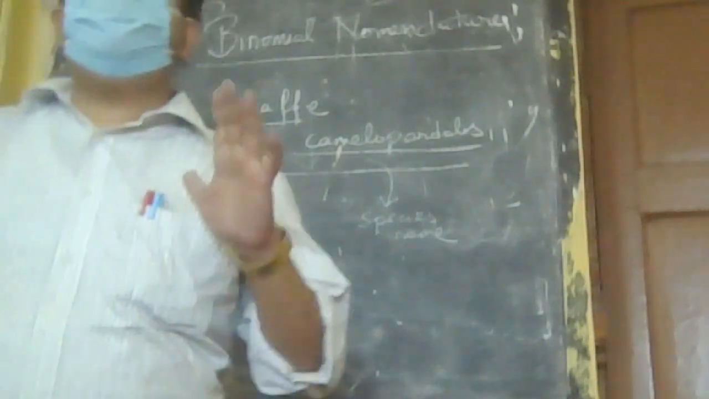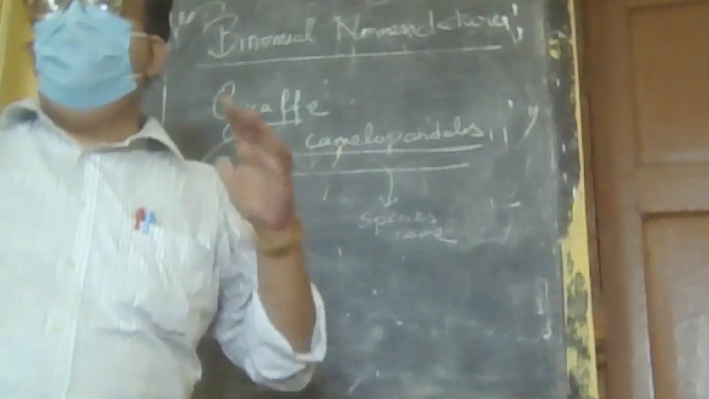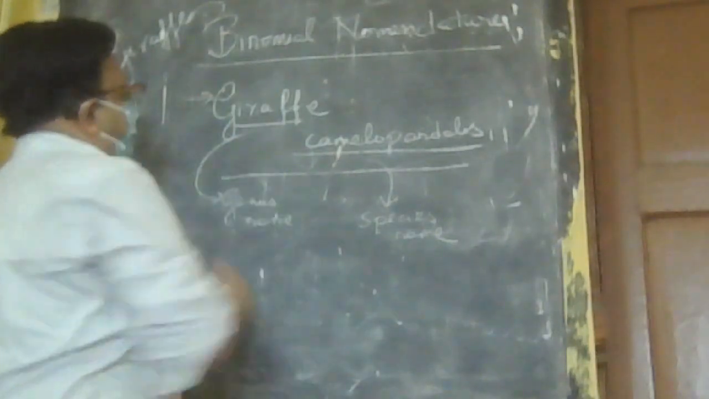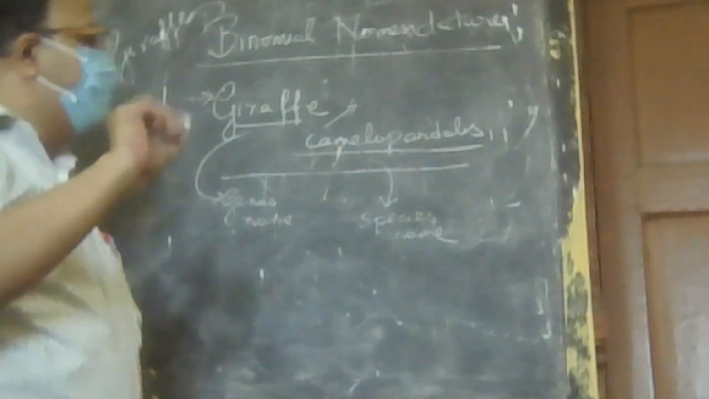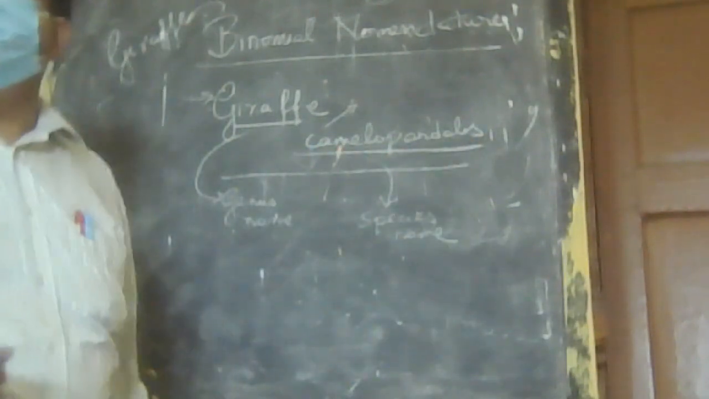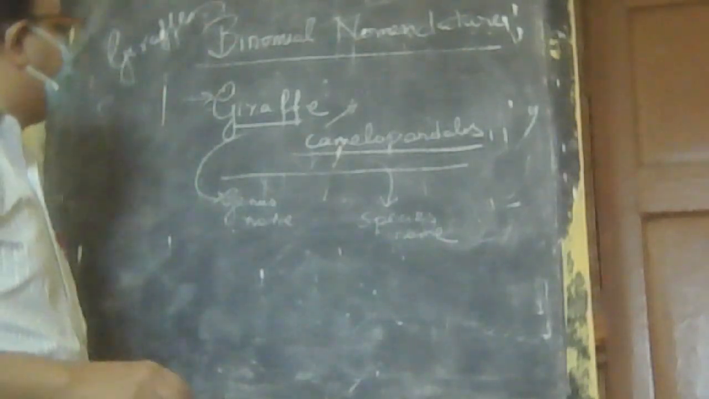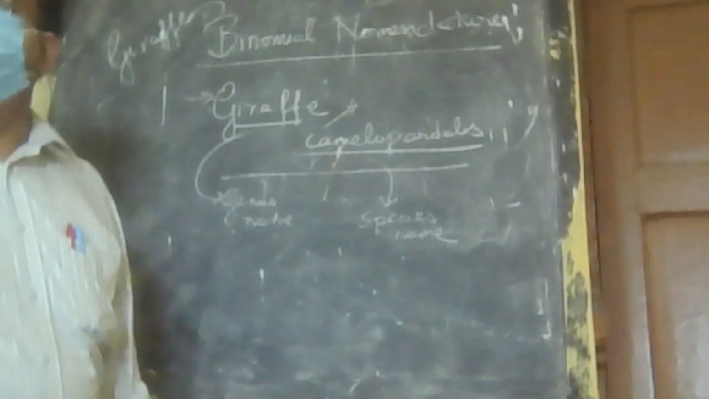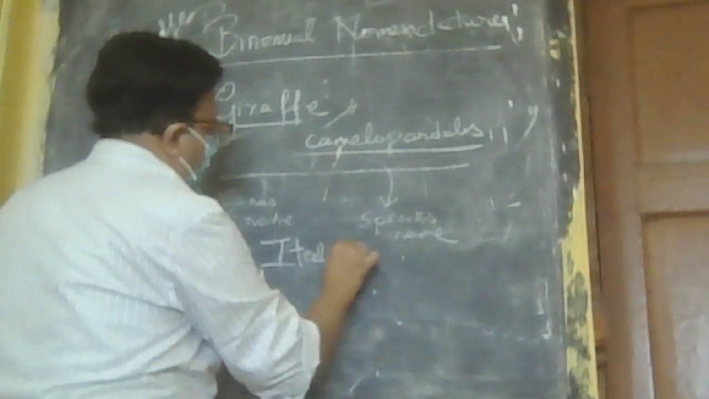So all animals must be given names according to binomial nomenclature. G is capital, c is small. When you write it by hand, you underline it, otherwise marks are deducted. Next, if you are printing, then it must be written in italics.